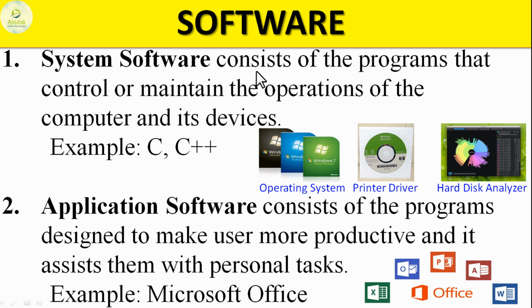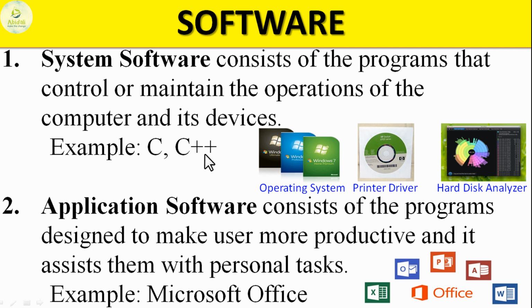The system software consists of programs, because software is nothing but a set of programs or instructions. System software consists of programs that control the computer system or manage the operations of the computer system and the devices that are attached to it. The devices attached can be keyboard, mouse, printer, scanners, speakers, plotters, and different things. An example of system software is C language, C++, which directly makes the computer function.